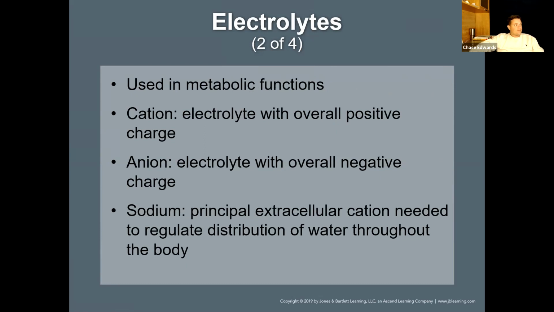All right. There's some other terms that are used. Cation, an electrolyte with an overall positive charge. Anion, an electrolyte with an overall negative charge. Anion, right? Sodium is the principal extracellular cation needed to regulate the distribution of water throughout the body in the intravascular and interstitial fluid compartments. It's a major factor in adequate cellular perfusion, and sodium is also a major component of the circulating buffer, if you remember us talking about that.